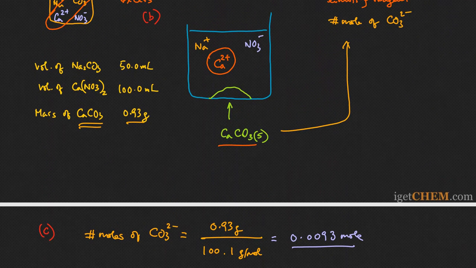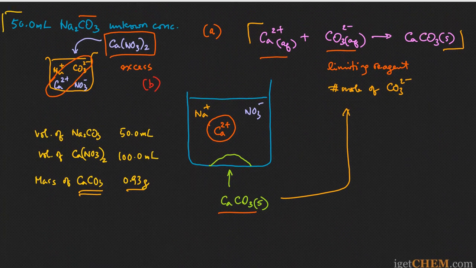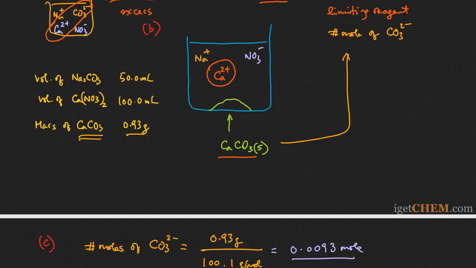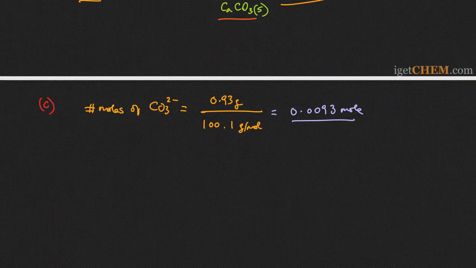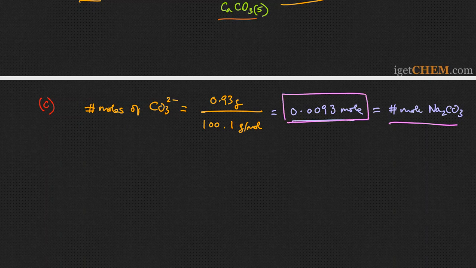And that will all then be essentially from the source of the sodium carbonate solution. In every sodium carbonate, there is one carbonate ion. So what that also means is this is also equal to the number of moles of sodium carbonate that was originally in the solution. You can use that to calculate the molarity of the sodium carbonate, but the problem basically just asks you for the number of moles, so that is the solution, 0.0093 moles.